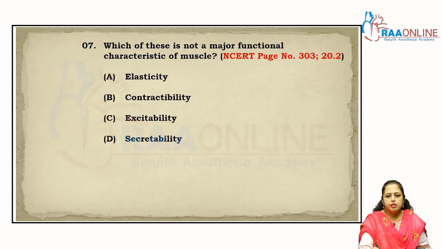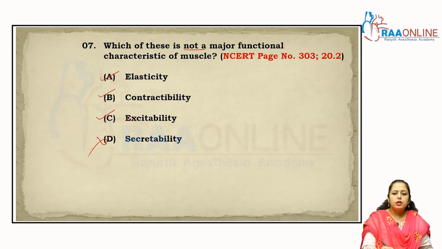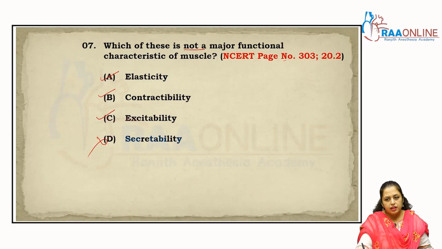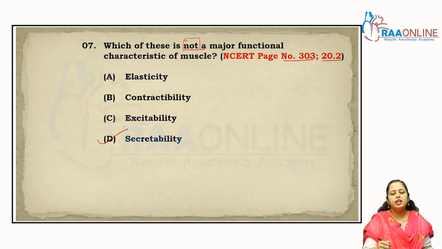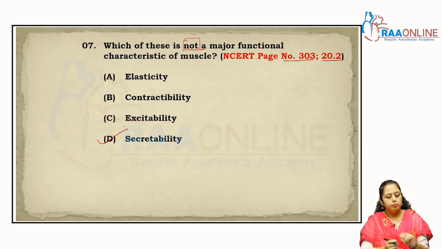Which one is not a major functional characteristic of the muscle? Muscle shows elasticity, exactly; contractility, exactly; excitability also. But secretability, no. Clear? The exact line is given on page number 303 in section 20.2, in the part on muscular tissue. So the correct answer is secretability, that is D, because the question says 'not', so secretability is not a characteristic feature of the muscles.